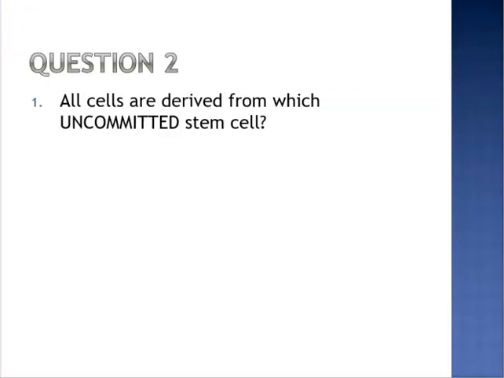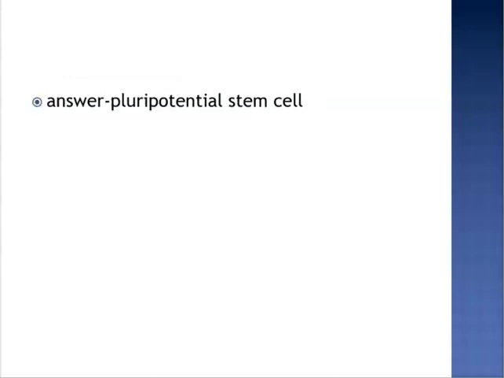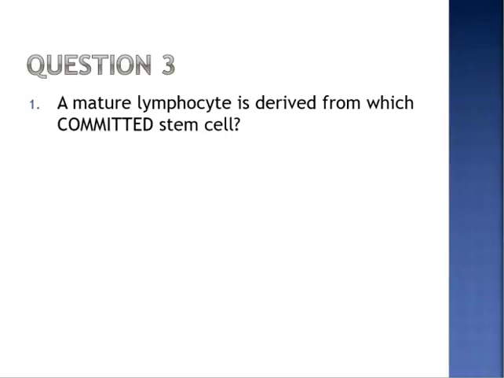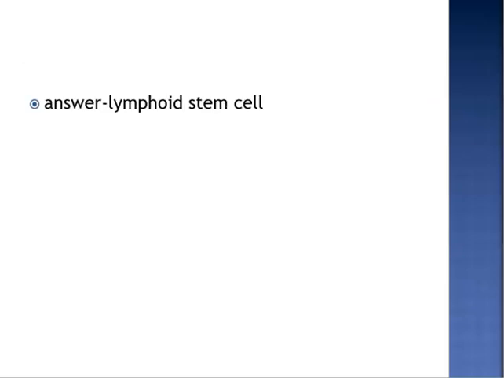Our next question is, all cells are derived from which uncommitted stem cell? The answer is pluripotent stem cell. We learned that the pluripotent stem cell has the potential to become any of our blood cells. Our third trivia question is, a mature lymphocyte is derived from which committed stem cell? And of course the answer is our lymphoid stem cell. We learned that only our lymphocytes come from our lymphoid stem cell side.